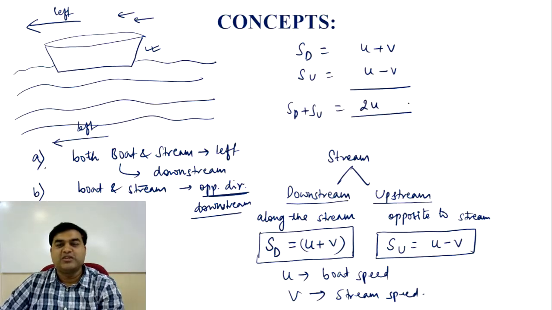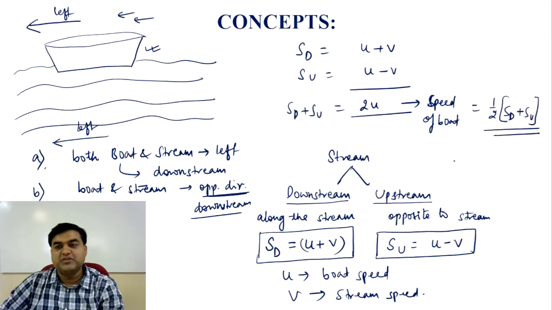So what did you get? This is U. U is what? U is boat speed. So how can we find the boat speed? Speed of boat will be equal to half of downstream speed plus upstream speed. Correct, no? Upstream and downstream, if you add and divide by 2, you will get the value of U.